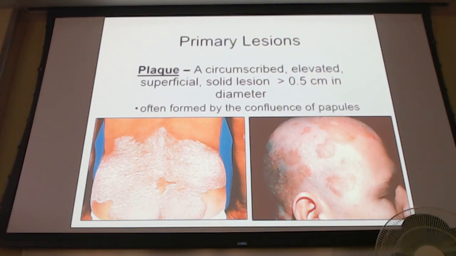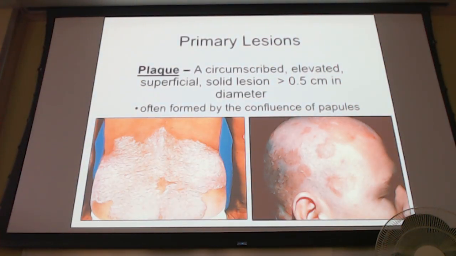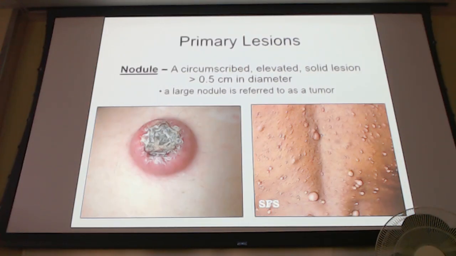Superficial, this one is greater than 5 centimeters in diameter. So that's when that papule becomes a plaque: it gets over that 0.5 centimeters. So you can see some of that there. That is way more than 0.5 centimeters on that back. Psoriasis. A nodule is greater than 0.5 centimeters in diameter, but it is a solid lesion. So it's solid. A large nodule is a tumor.